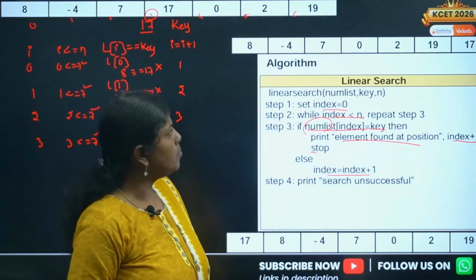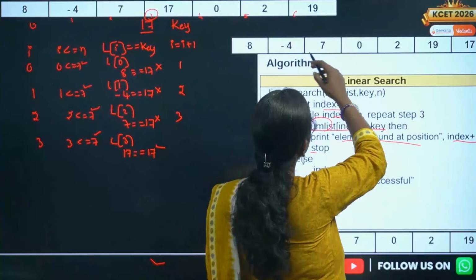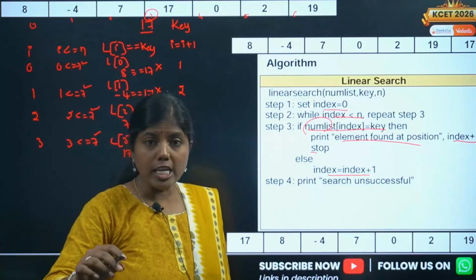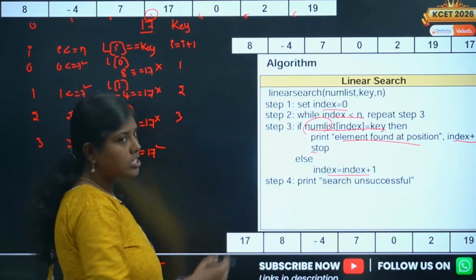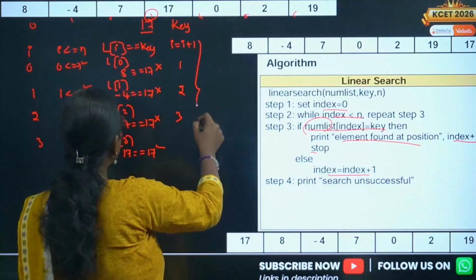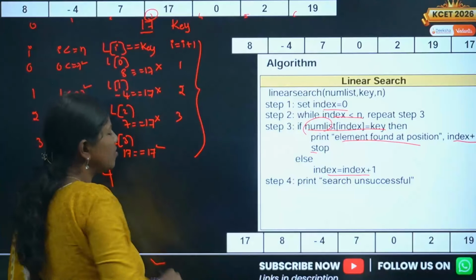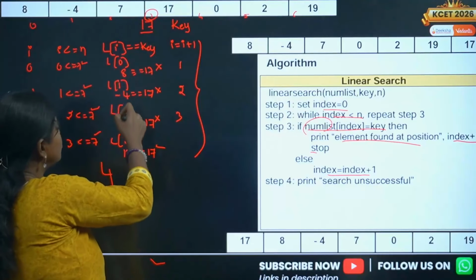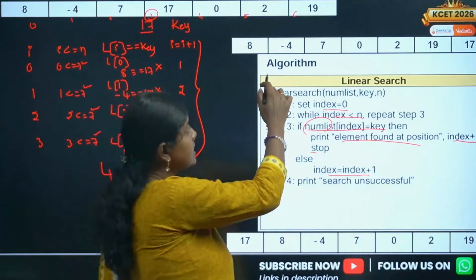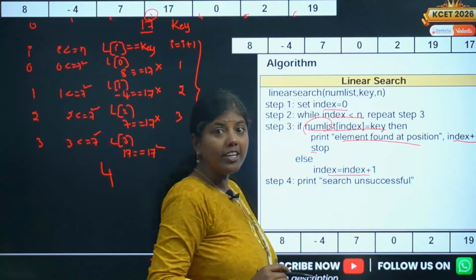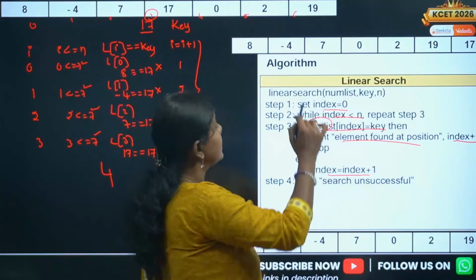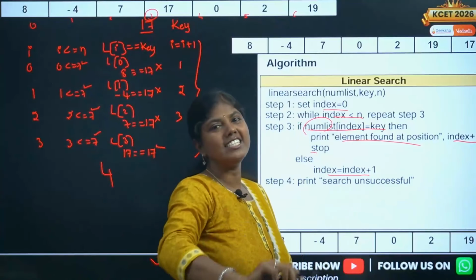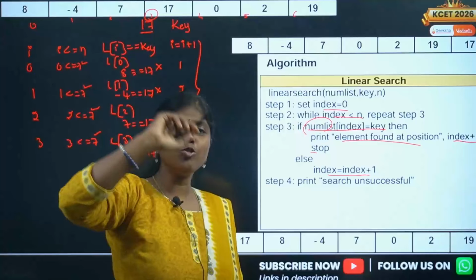So let us take another example also here. We have another example here: 8, minus 4, 7, 0, 2, 19, 17. So I need to find 17. In this case, how many iterations do we require? In this case, we need totally 4 iterations. Ma'am, how 4? 3 only. We started from 0, no? So 4 iterations. Iteration 1, 2, 3, 4, 4 iterations. In the other case, if I want to search 17, how many iterations do I need? I need 1, 2, 3, 4, 5, 6, 7. 7 iterations means n iterations I needed. 17 is at the end, no, so n iterations I needed.